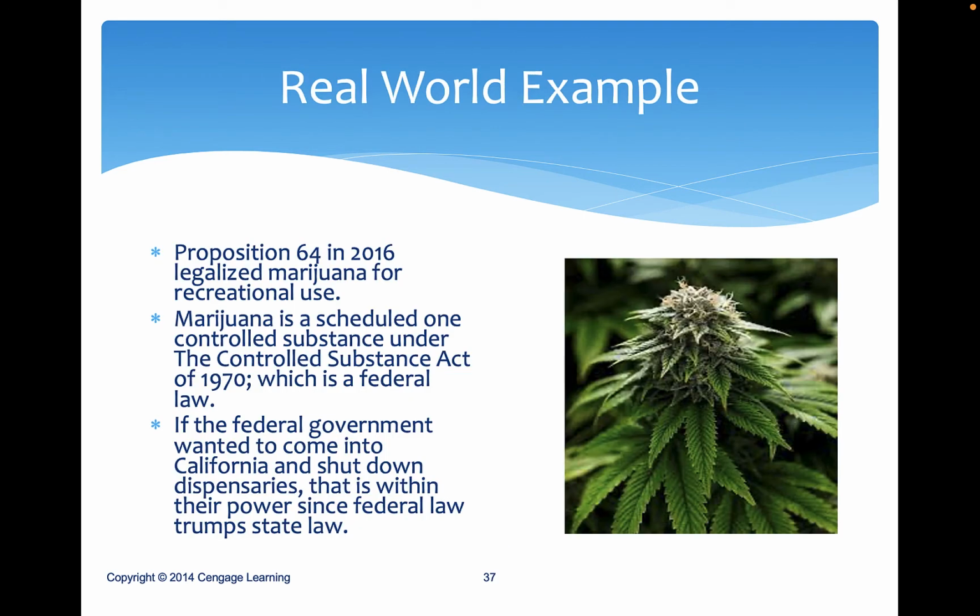And we have a real world example here. Prop 64 in 2016 legalized cannabis for recreational use. Like I mentioned earlier, cannabis is a Schedule I controlled substance under the Controlled Substances Act, which is a federal law. And possibly if the federal government wanted to come into California and shut down all the dispensaries, they would be in the right to do so because, remember, federal law will override state law.